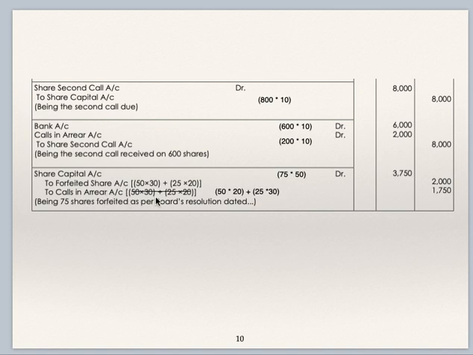To calls in arrears, money which they have not received. On 50 shares they have received 30, means they have not received 20. On 25 shares they have received 20, means they have not received 30. This is a printing mistake. Just change it to 50 into 20 plus 25 into 30. So calls in arrears 1750.